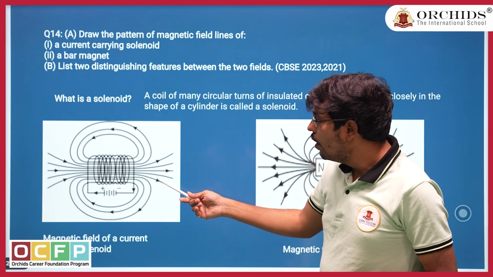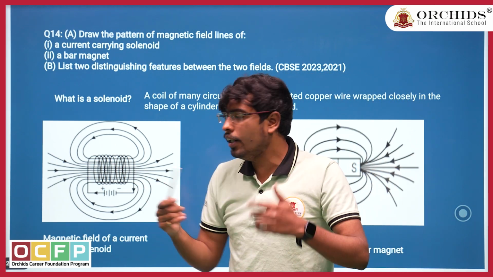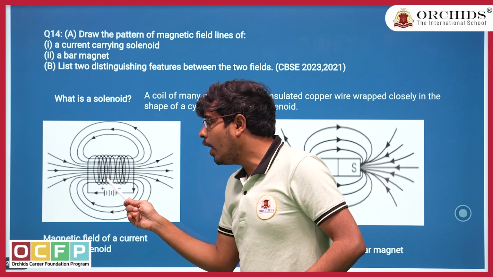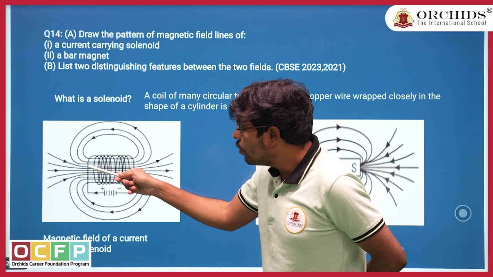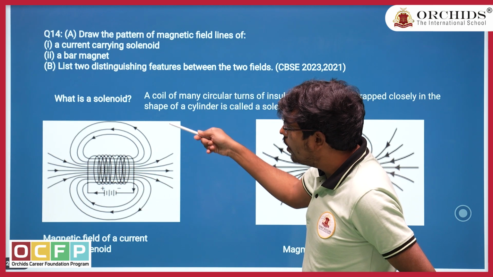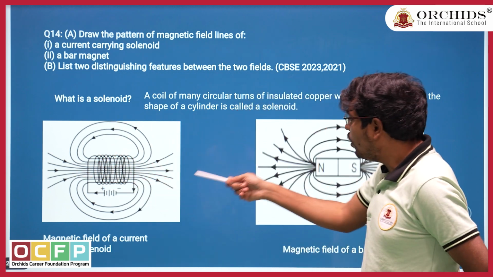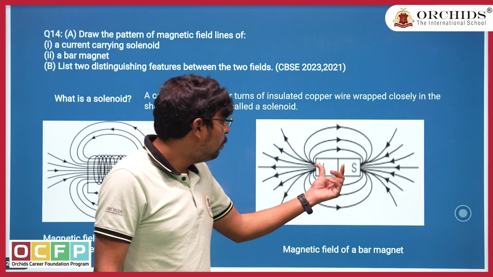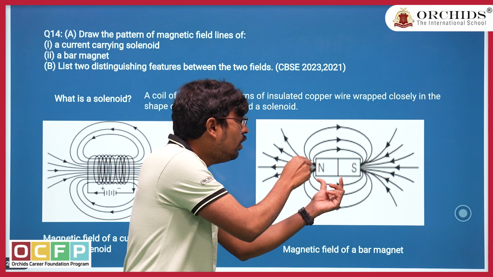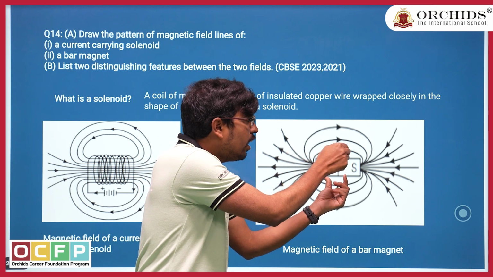The first one is the solenoid. We know there are multiple copper turns wound in a round shape, and when you pass current it will generate a magnetic field. The magnetic lines will emerge here and converge here. Similar to the bar magnet, even in the bar magnet the magnetic lines emerge at the north pole and converge at the south pole.